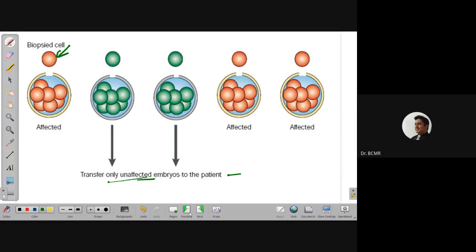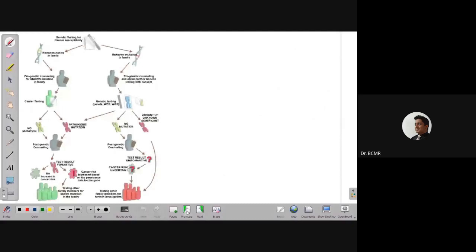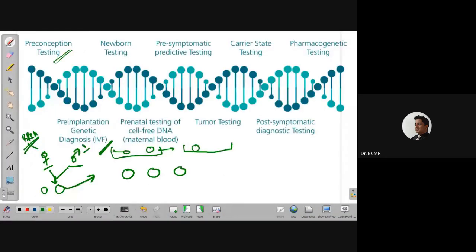But in this case, they were talking about one particular BRCA mutation, where on both sides they had a history of breast cancer. So they got themselves tested. Both had one mutation on one allele each. So then they went for this pre-implantation genetic diagnosis.